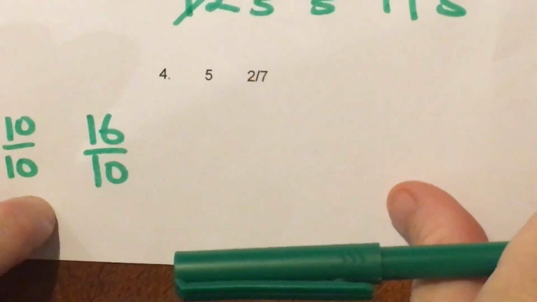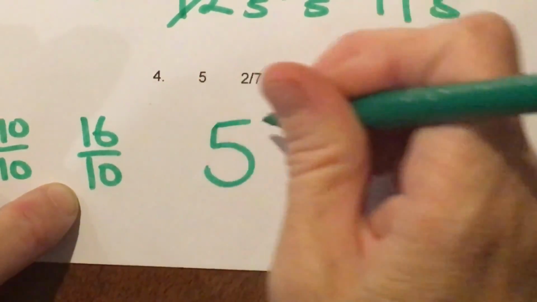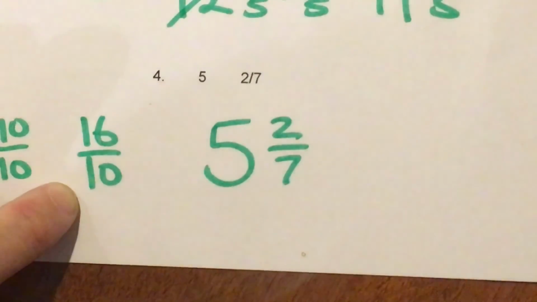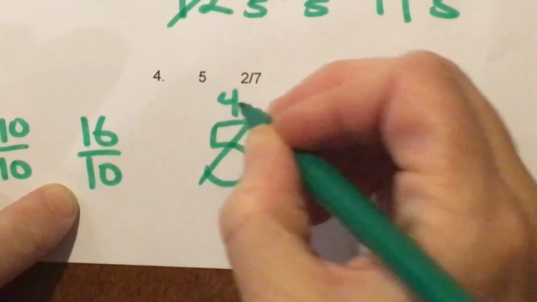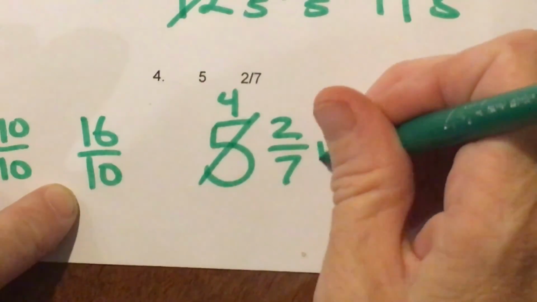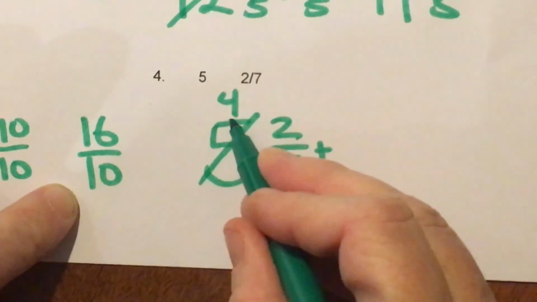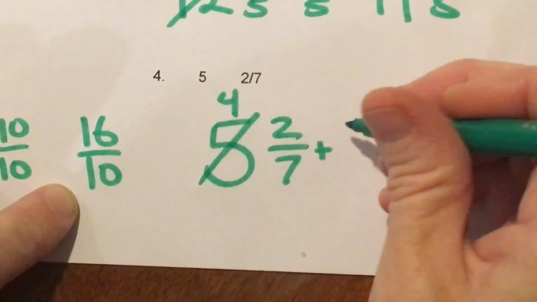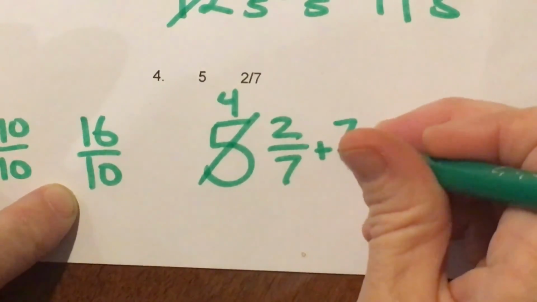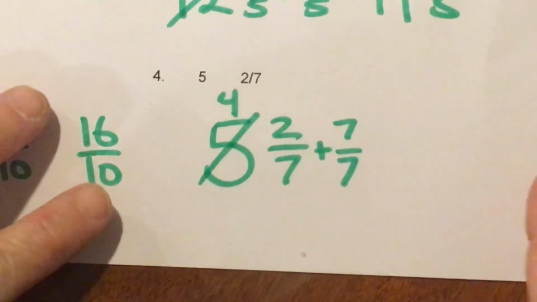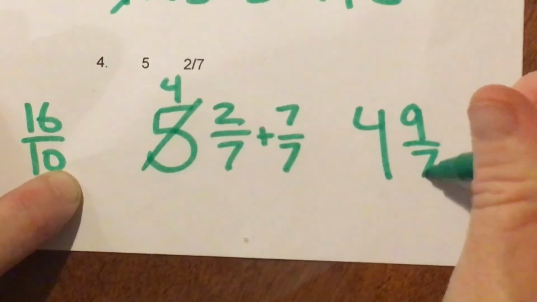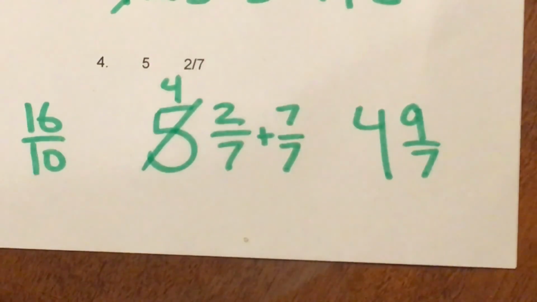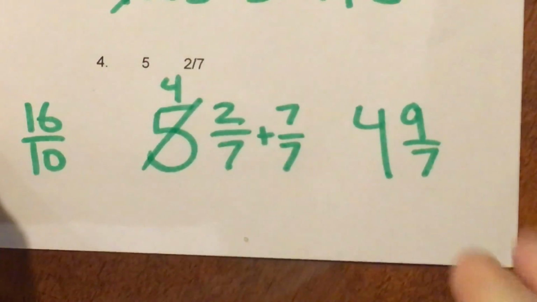Okay, my last one says 5 2/7. Okay, so we take 1 from the whole. My 5 becomes a 4. I turn that 1 that I took away into a fraction that's worth 1. So because of the 7, I'm going to use 7/7. And I get 4 9/7. Okay, so again, remember, this is just a step that we're going to be using when we do the algorithm.